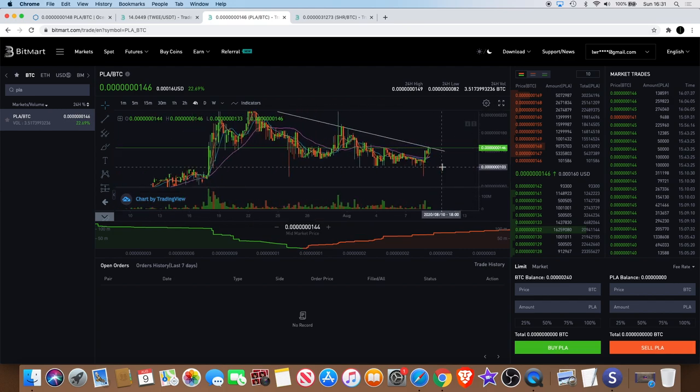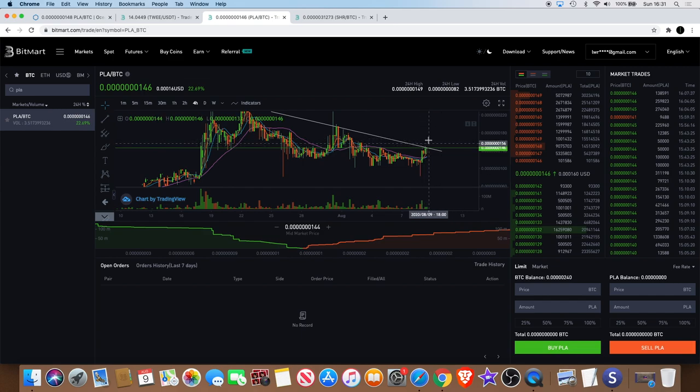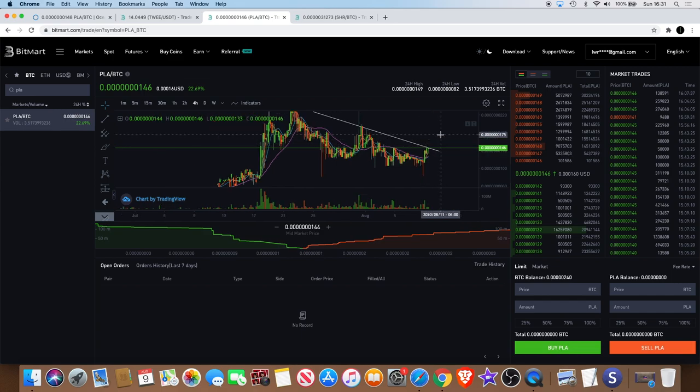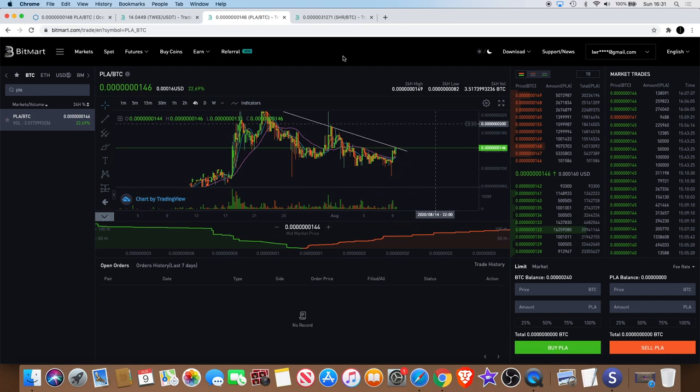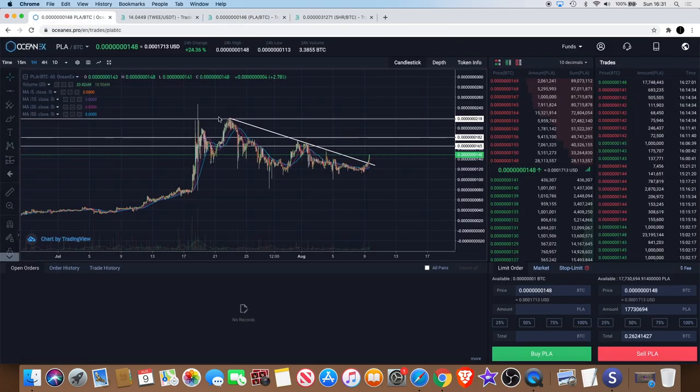It is expected that it's going to push through that level, and once it does, I reckon we might see some momentum to the upside as well. It doesn't translate that way on the OceanX chart. I haven't actually had a look at the VET pairing, so I might as well do that before I go as well.